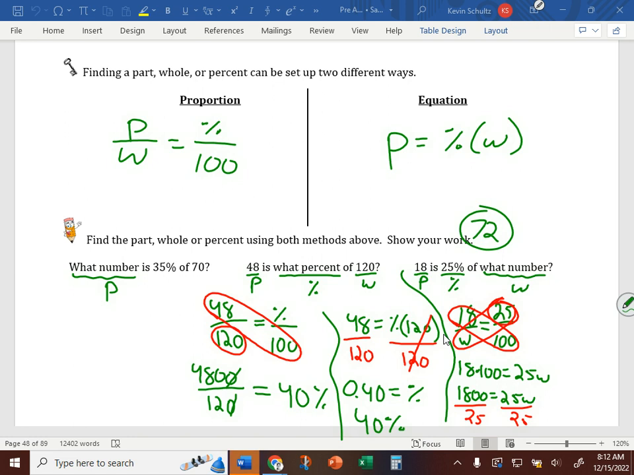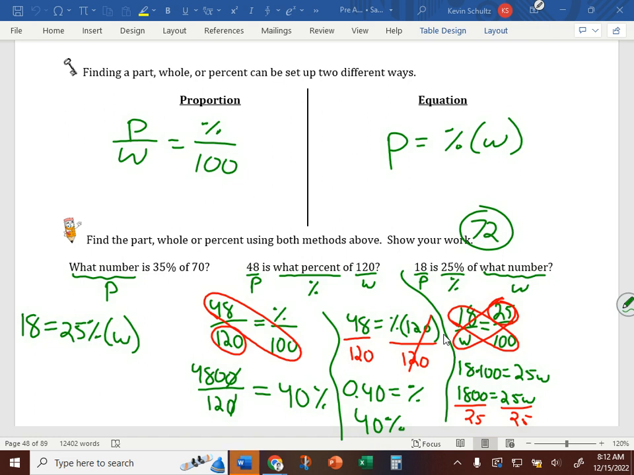Okay. Using the equation method, I'm going to put it over here so I have more space, right? I don't have to scrunch it. Hopefully you've got some space left there so it fits on your page. But using the equation method, 18 is the part. We know the percentage. We don't know the whole. So 18 is 25% of W. This is the decimal method. So we're going to convert 25% to a decimal, which is what, Anthony?